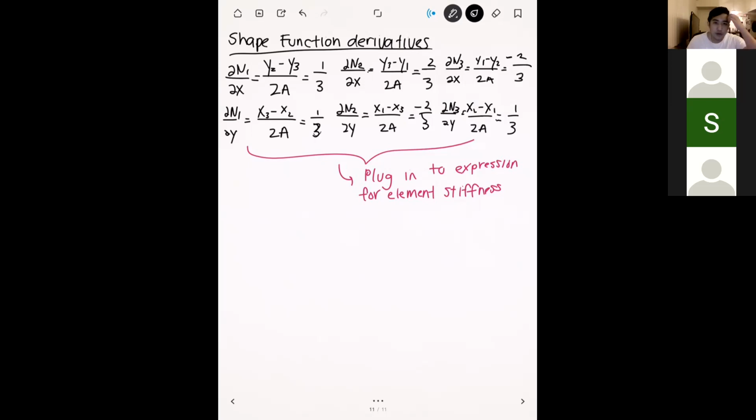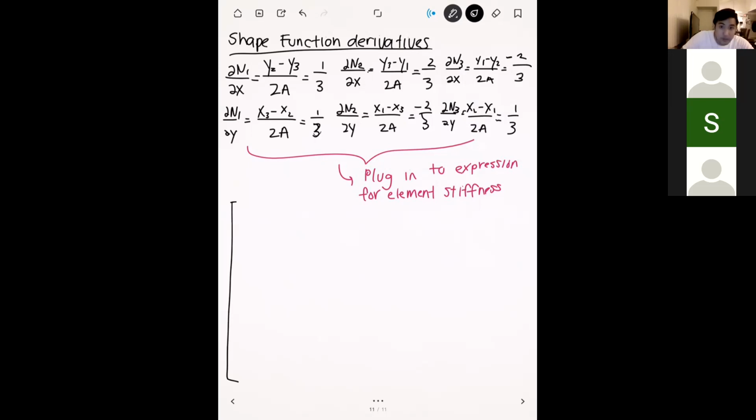Okay, so I'm not going to write out the whole formula for the element stiffness, but I will show you what it looks like after you plug it all in. This is just the term with the shape function derivative, so we still need to multiply by k and A. Remind me to do that. Don't let me forget.